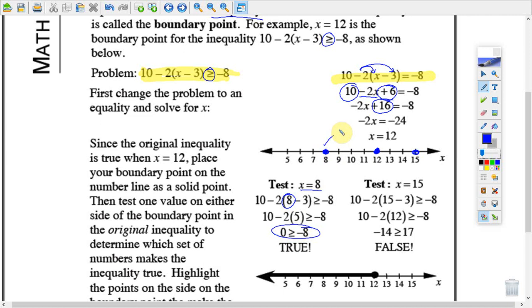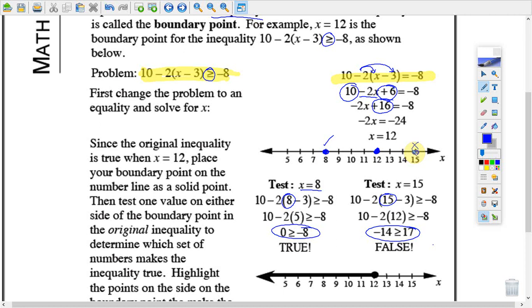When we tested the 15, plug the 15 in there for x, we end up with the statement at the end, negative 14 is greater than or equal to 17, which is false. So it is not part of the solution.